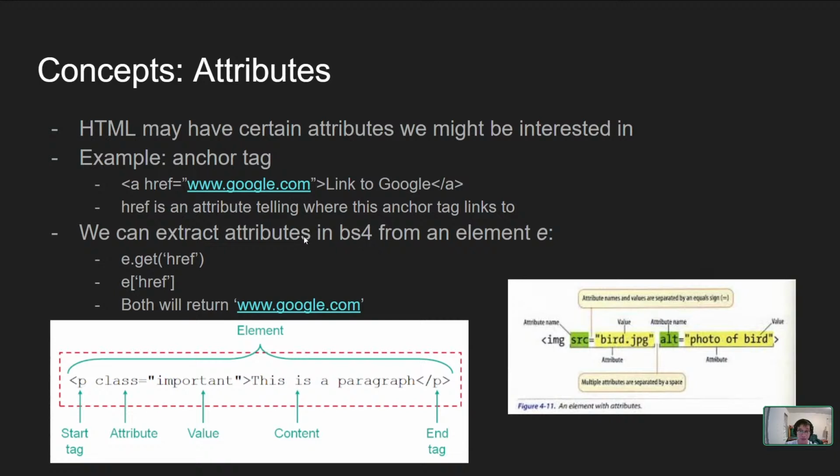And so we can extract them in Beautiful Soup using this syntax. You can index it, or you can just do .get, and both of them will return www.google.com. So you can imagine this is pretty powerful because now we can visit links.